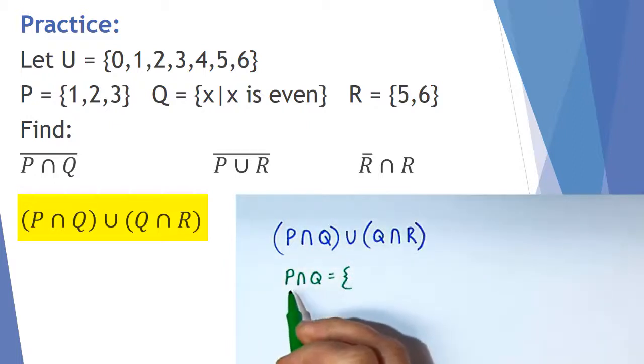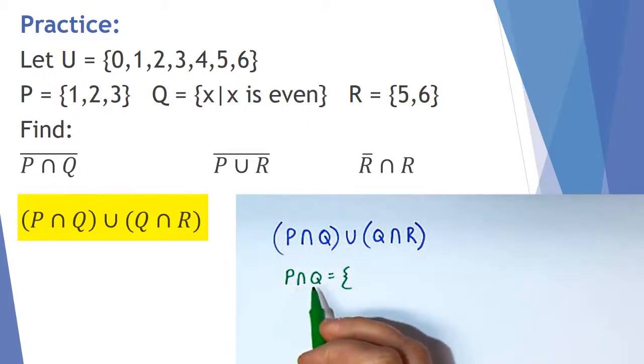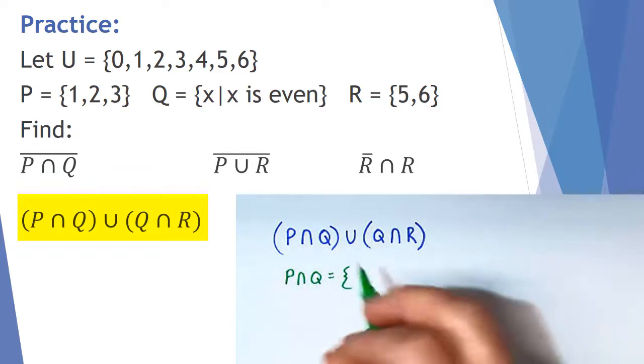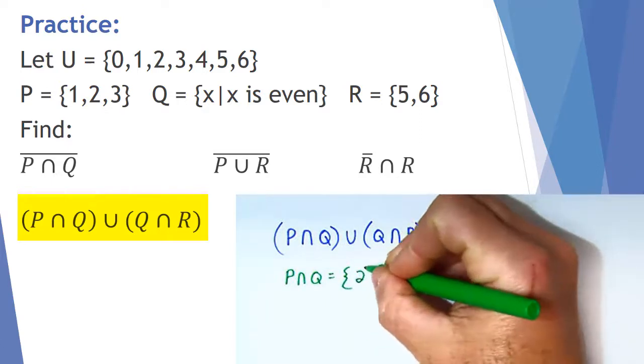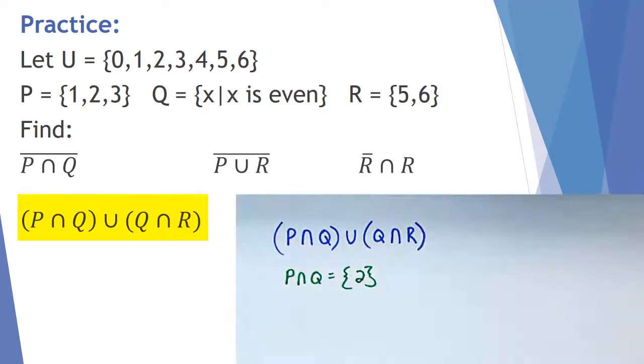So we want all the elements that are in both P and Q. Well, we actually saw this one earlier. P intersect Q, that was part of our first set that we solved. And so P intersect Q was the only even number that's also in P, and that consisted of 2.